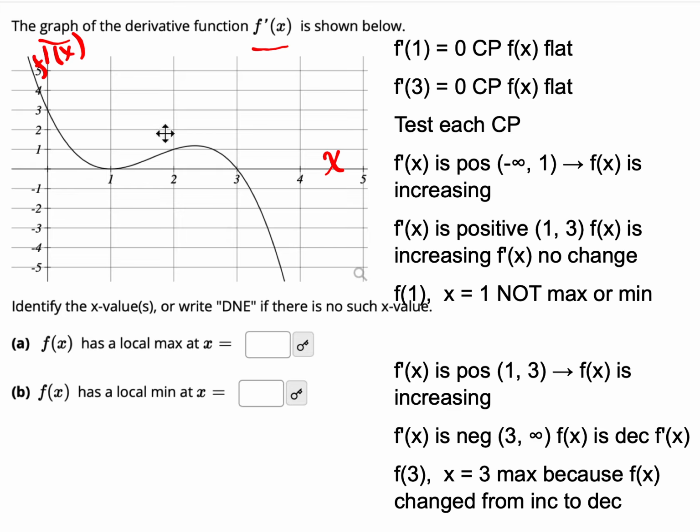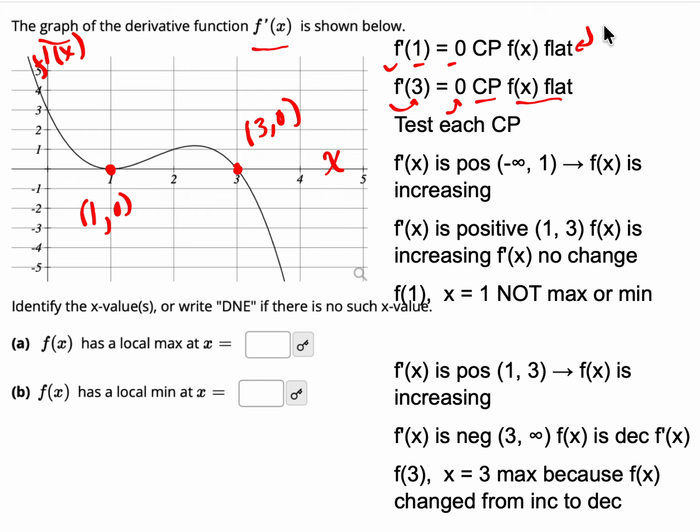The first thing I like to do is locate where the first derivative is equal to 0. So here, when x equals 1, the first derivative is 0. And when x equals 3, right here, the first derivative is equal to 0. If I write it in function notation, f prime of 1 equals 0, that tells me that I have a critical point. That tells me that f of x is flat there. My second point is f prime of 3 is equal to 0. That's another critical point. That tells me that f of x is flat.